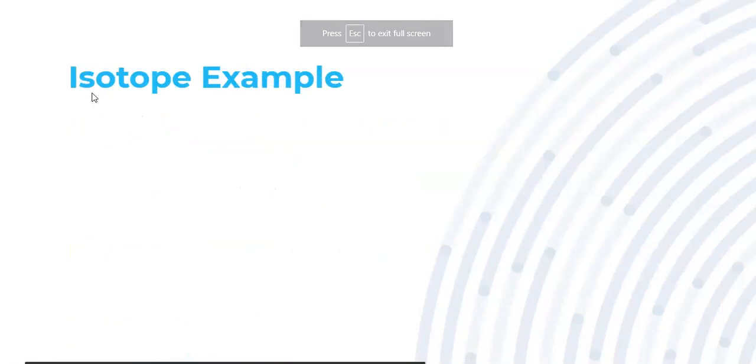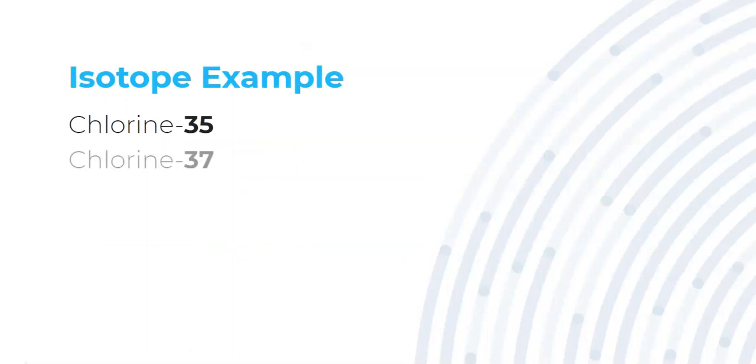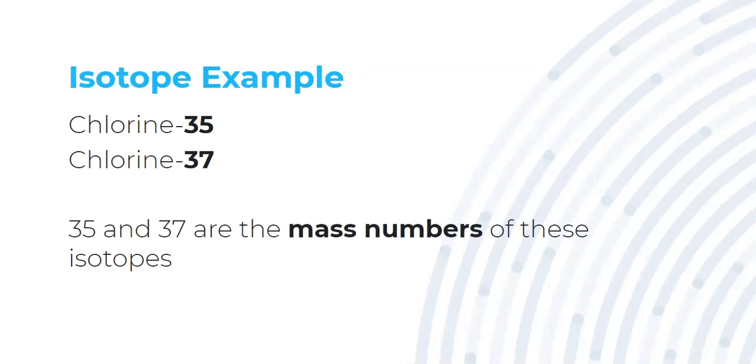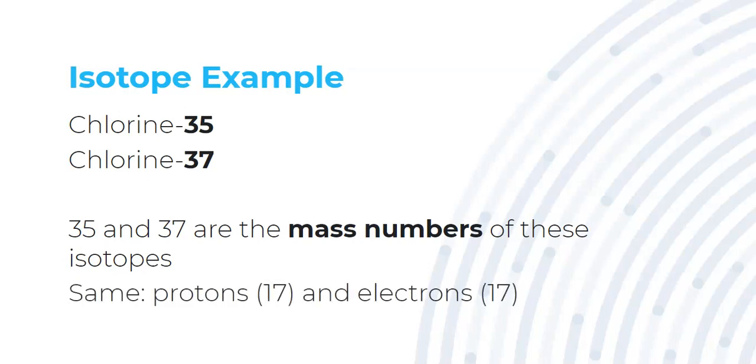So let's look at an example of two isotopes, chlorine 35 and chlorine 37. 35 and 37 are the mass numbers of these isotopes. So this is one way we can express the mass number. So let's think about what they would have in common. They're both going to have 17 protons. Why? Well, because they're both chlorine, and the atomic number of chlorine is 17. They're also going to have the same number of electrons, and that's because these are neutral atoms. So protons and electrons will be the same.